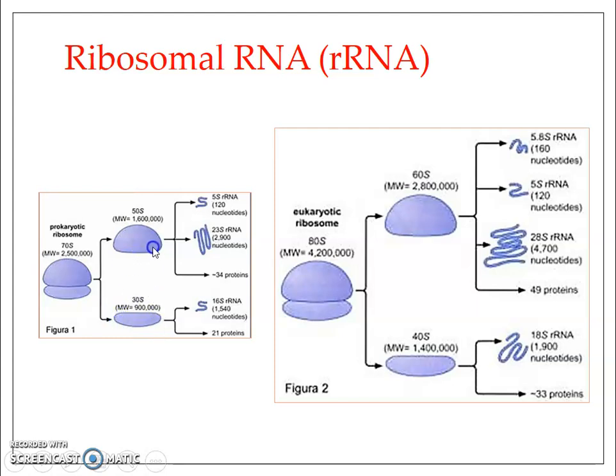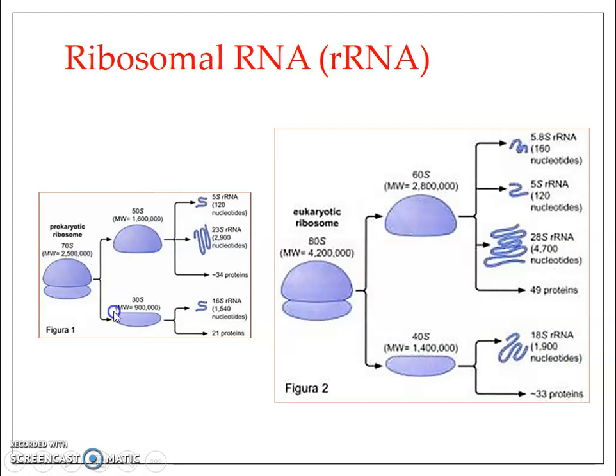The 50S larger subunit is further formed of two different kinds of ribosomal RNAs, or rRNAs, and about 34 ribosomal proteins. The two kinds of ribosomal RNAs are the 5S rRNA, composed of only 120 nucleotides, and the 23S rRNA, formed of 2,900 nucleotides. These two rRNAs complex with 34 ribosomal proteins to form the 50S subunit of the prokaryotic ribosome.